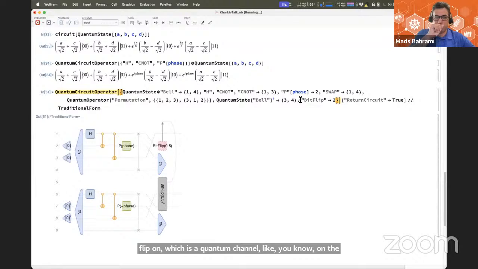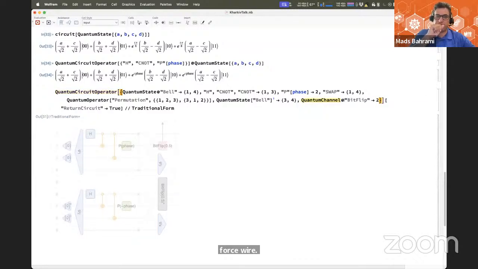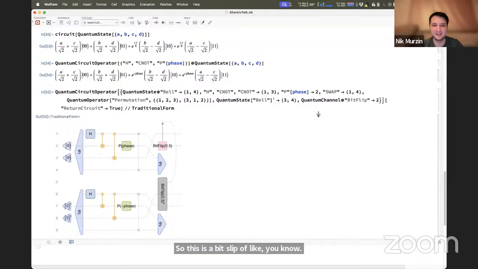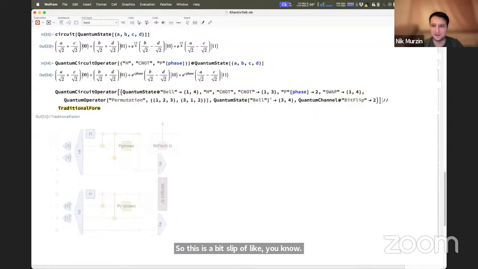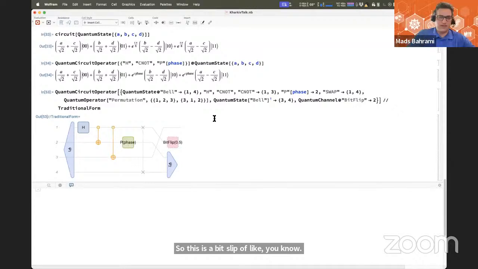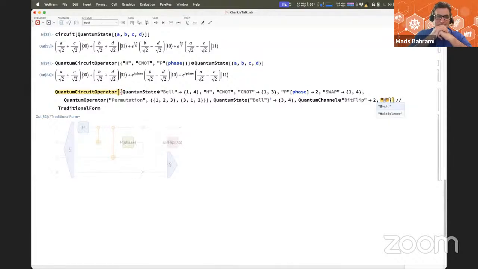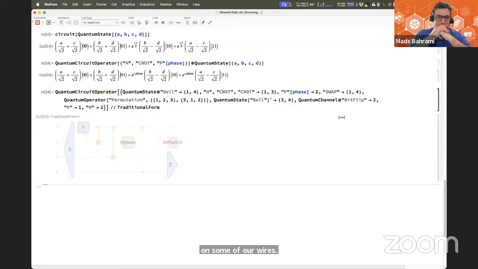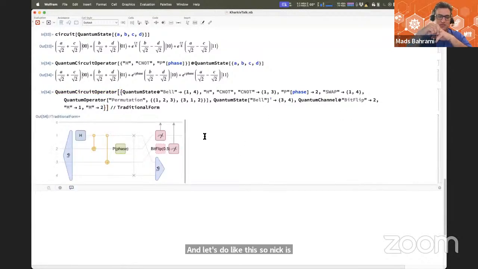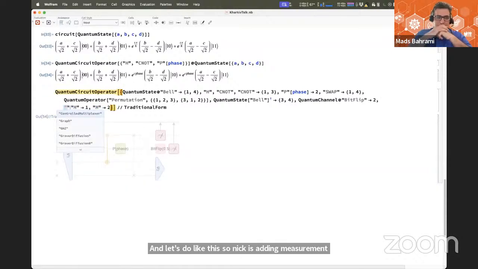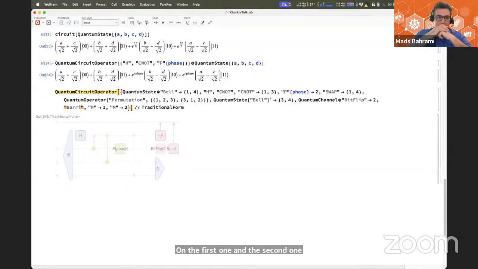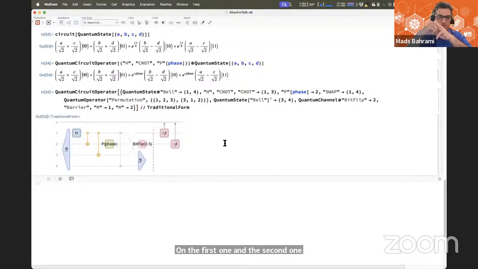So this is a bit flip. Oh, hold on, let's just get rid of this. Yeah, so now we have a bit flip. What other unconventional things can we add? Oh, let's add measurements. We forgot to mention, let's also add measurements on some of our wires. So Nick is adding measurements on the first one and the second one. Now, just some cosmetic touches.